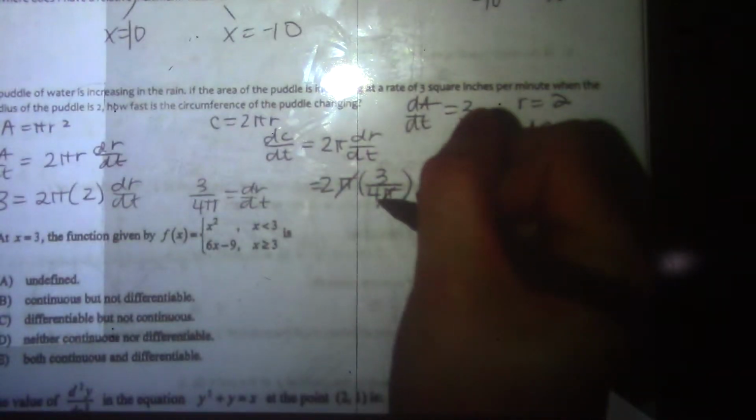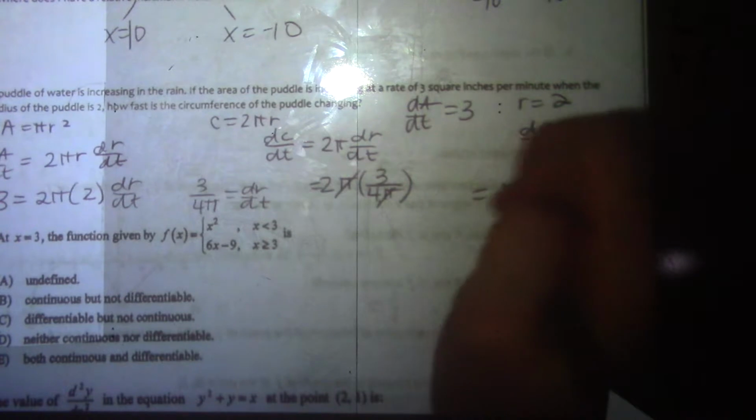And then now we're ready to find dC/dt. So we take the derivative, this is going to be 2 pi dr/dt. 2 pi, dr/dt we just said was 3 over 4 pi. The pi's cancel, 2 over 4 becomes over 2, so this is just 3 halves.